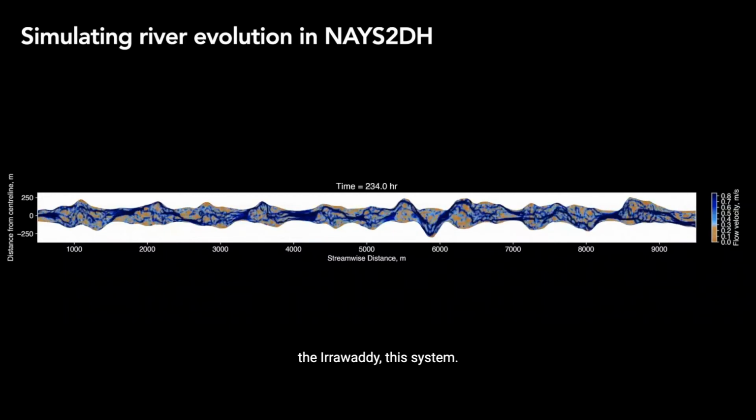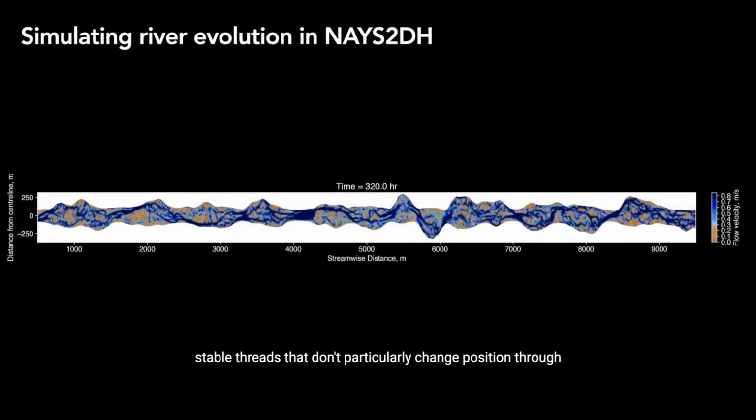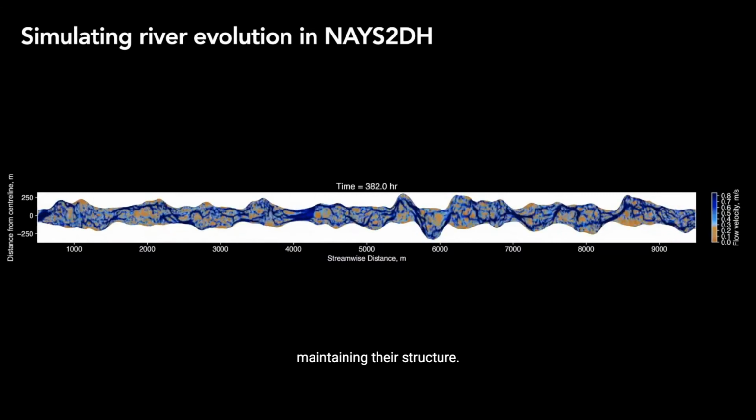Very much like the Irrawaddy, this system and this model run is very dynamic. There's reaches of the system that are categorized by more stable threads that don't particularly change position through time, or they just widen while maintaining their shape and maintaining their structure.